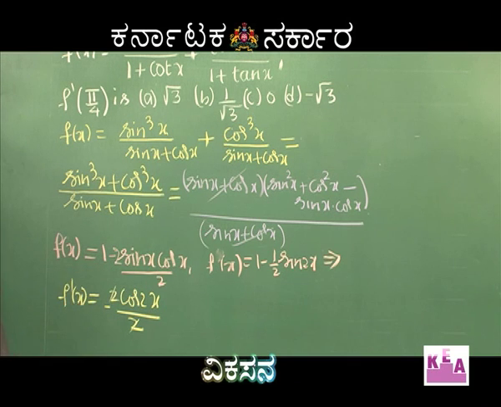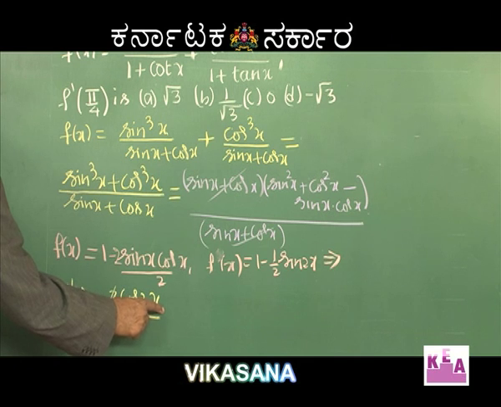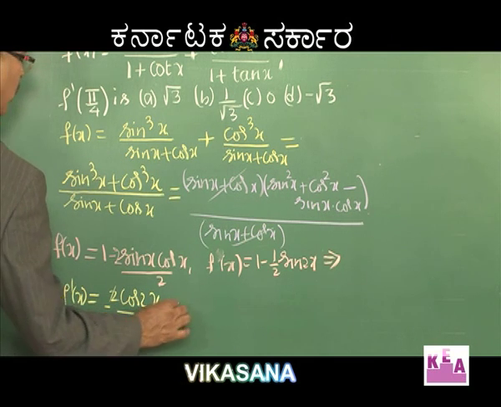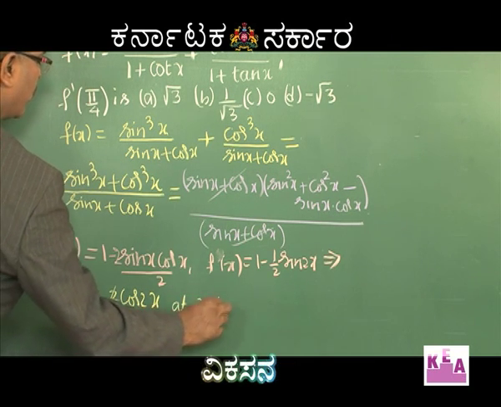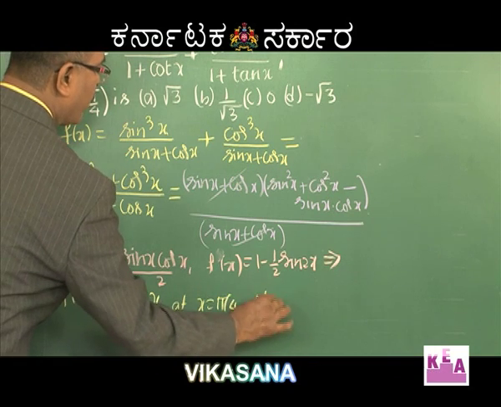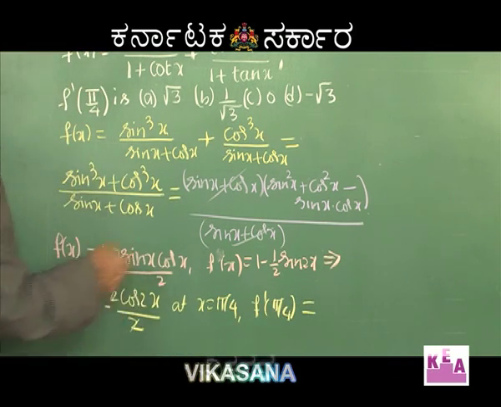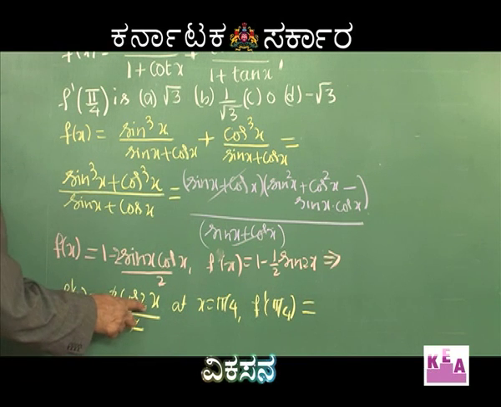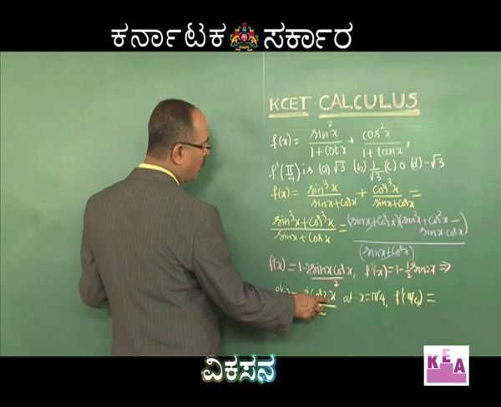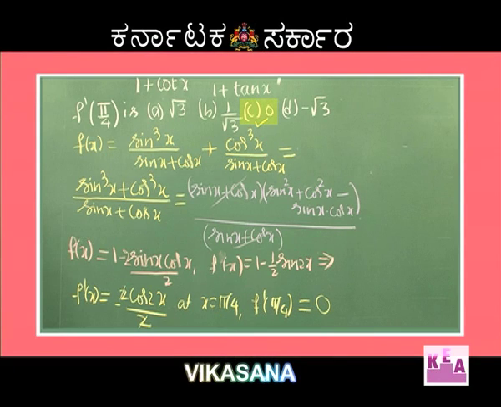Now when x is equal to pi by 4, what we will get? Minus cos 2 times pi by 4. So at x is equal to pi by 4, f dash of pi by 4 is equal to minus cos of 2 times pi by 4, that is equal to minus cos of pi by 2. Cos of pi by 2 is what? 0. Therefore, option C is correct.